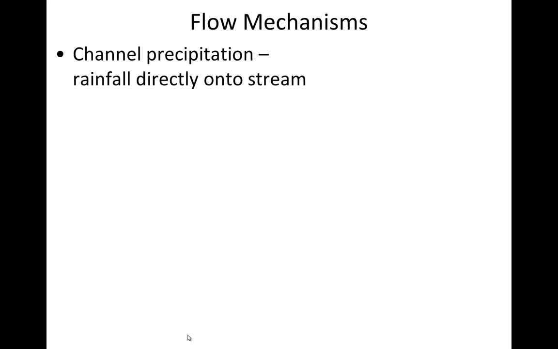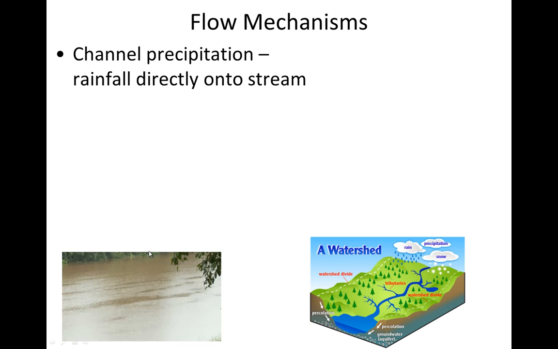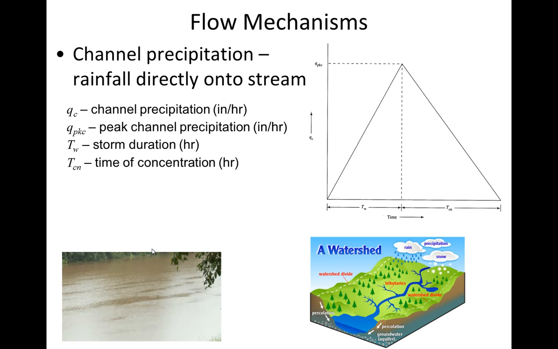The mechanisms of flow can be broken up into a couple of different categories, including channel precipitation, which is where rainfall comes in contact with the stream directly. And so if it's raining onto the river, then it's very easy to calculate the amount of rainfall excess, or how much runoff there's going to be when it rains onto the river, since the river isn't going to have any losses. All of the water that falls into the river due to rainfall is going to stay in the river. There isn't going to be runoff from the river outside of the river. And so it's very easy to calculate the amount of runoff due to channel precipitation.